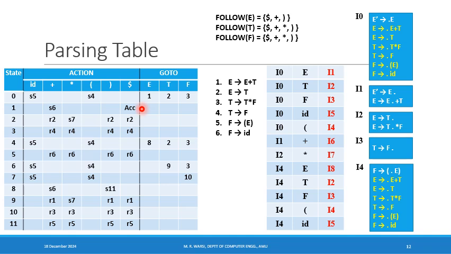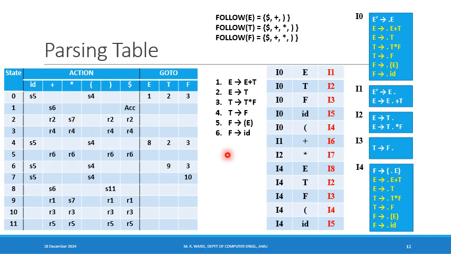Let us now move on to the next state, which is state number 2, and let us consider the transition from state number 2. From state number 2 on a star, we are going to state number 7. Now this is a transition on terminal symbol. So 2 comma star will be marked as shift, and we are going to state number 7. So 2 comma star is 7.